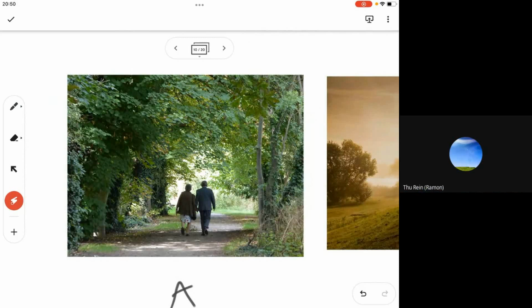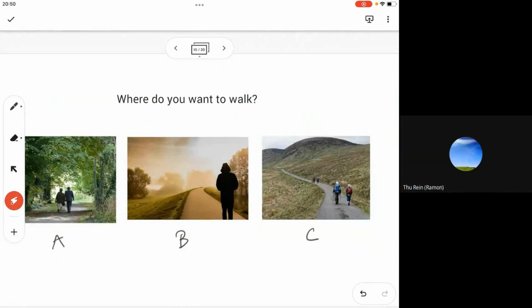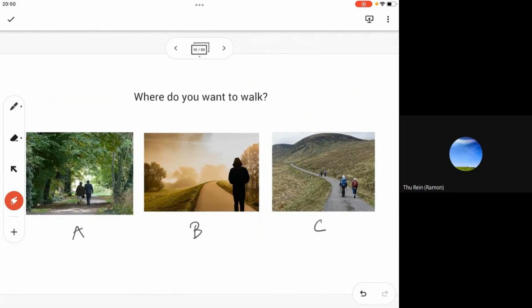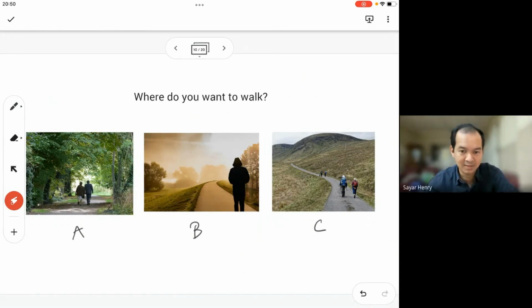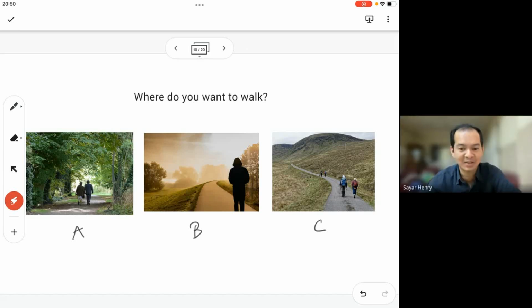Yes. So what about the other two pictures? Why don't you like these? In picture B, the time might be early morning and walking alone. I don't want to get up in the early morning. That's why I will not choose this picture. So it's not because of the place; it's because of the timing. Yeah, because of the time. Okay, that's an interesting logic.